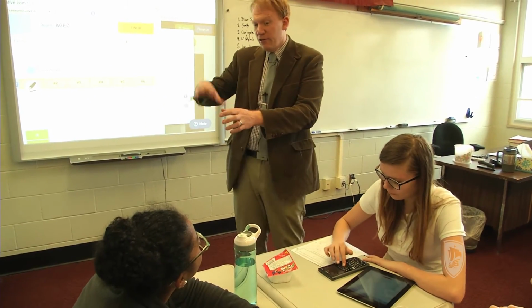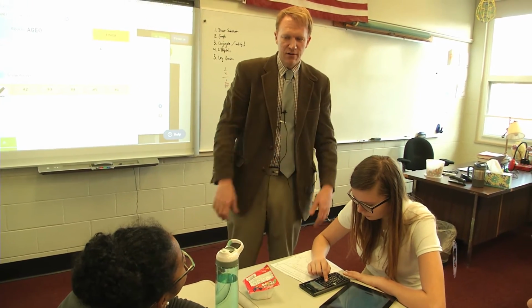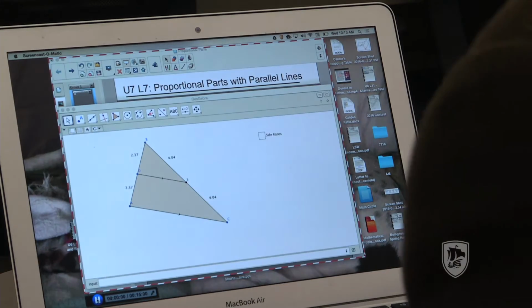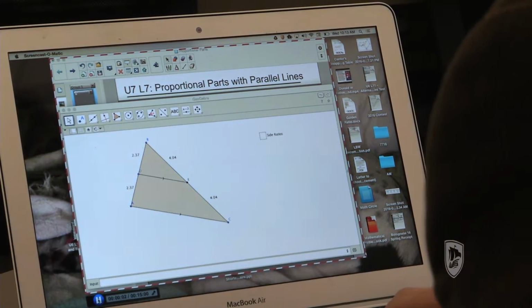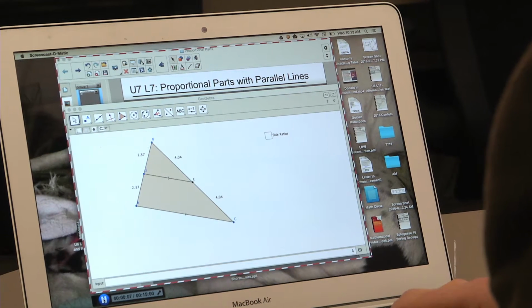And then I compare the perimeter of this shape and the perimeter of that shape. How would the perimeters compare? Hey there everybody, welcome to another lesson here where we're looking at similarity. So here in Unit 7, Lesson 7, let's look at proportional.